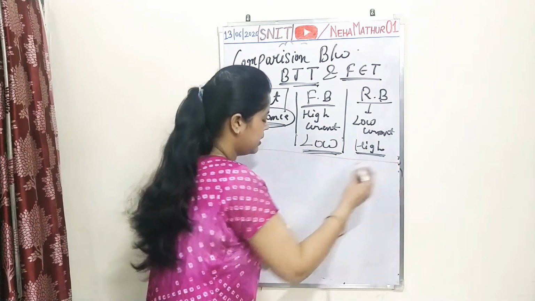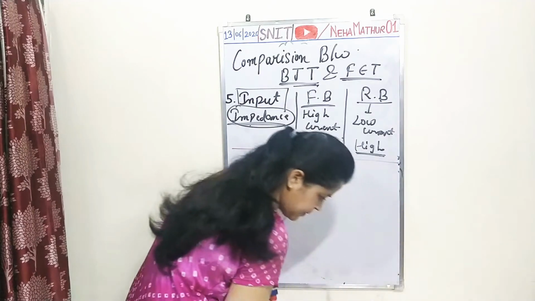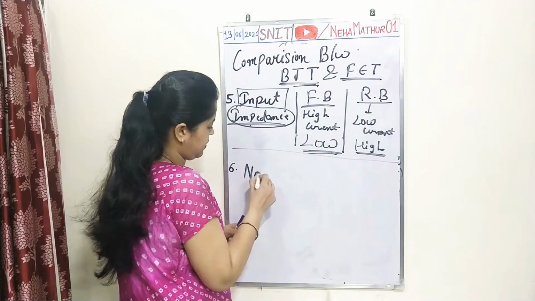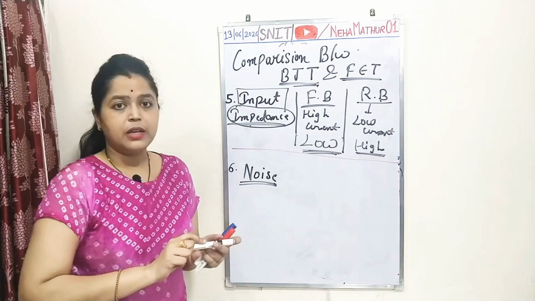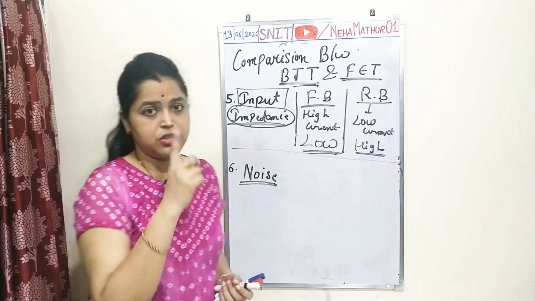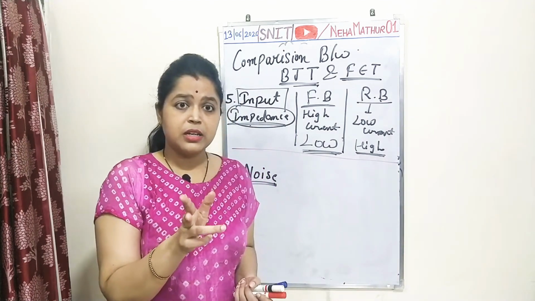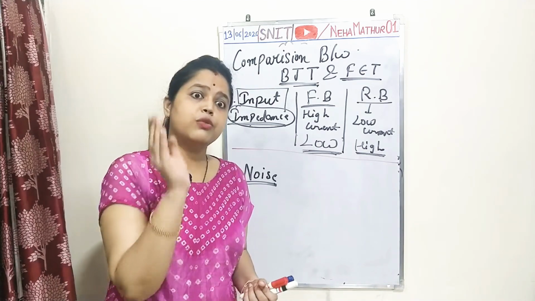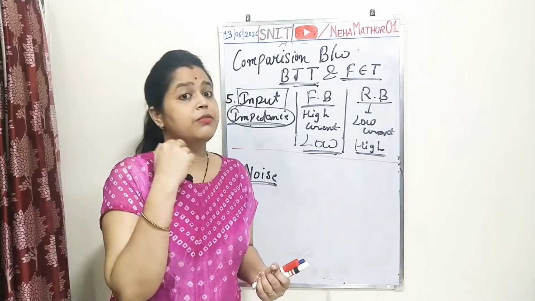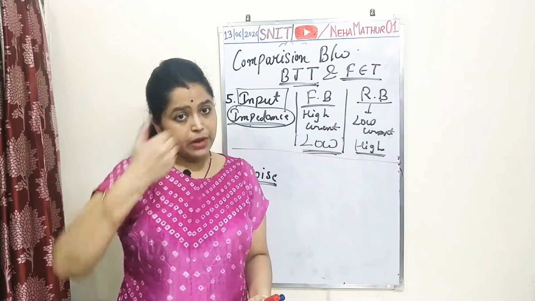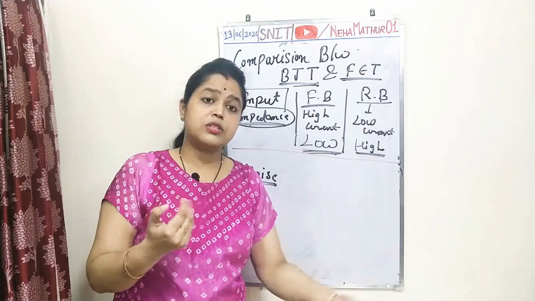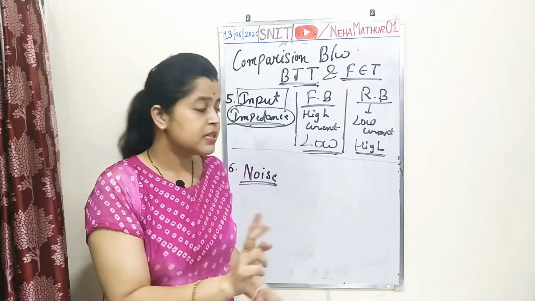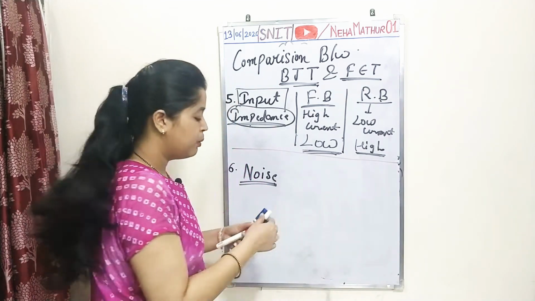Now come to the next parameter, noise. What about noise? See, BJT has two junctions, J1 and J2. That means the charges will have to cross the path from the input terminal to the output terminal by crossing two junctions. That means BJT is going to be more noisy.